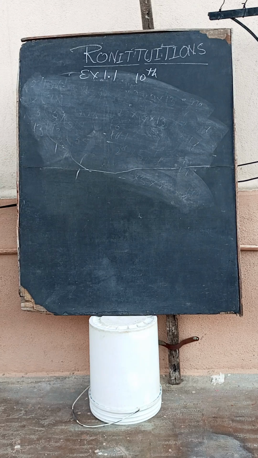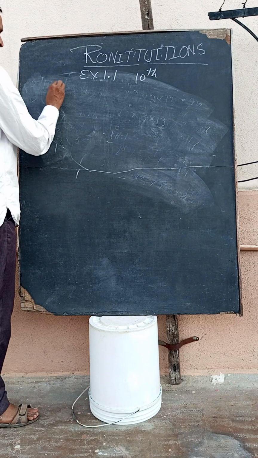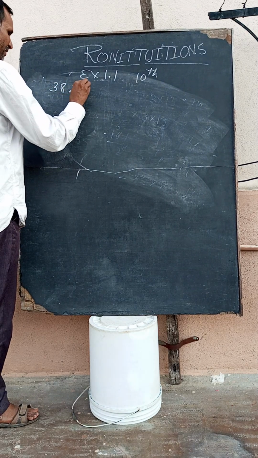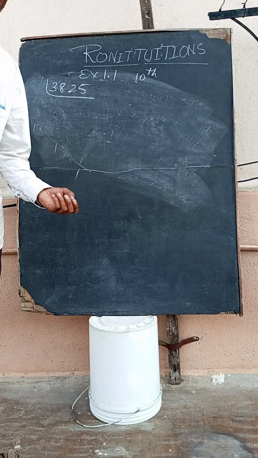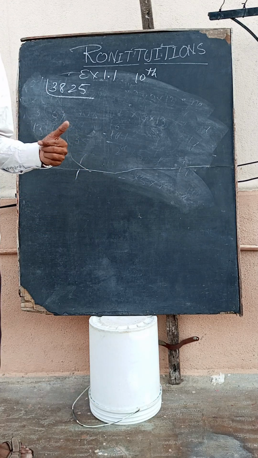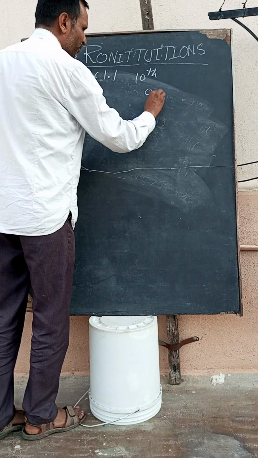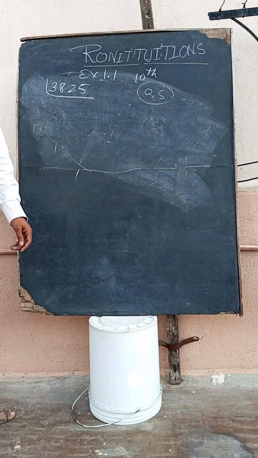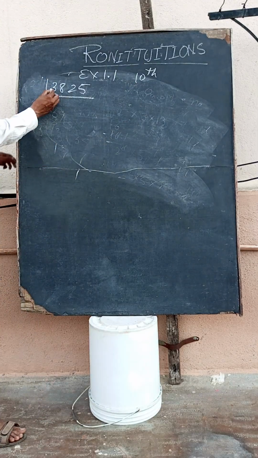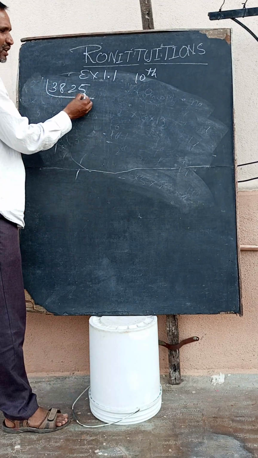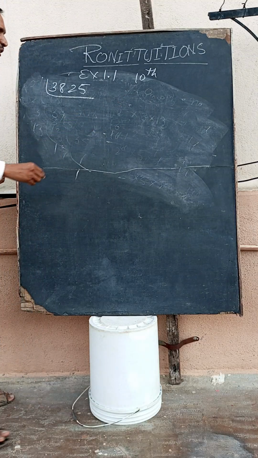First main, third question, it is given: 3825. So this number ends with 5. You know the numbers which end with 0 or 5 are surely divisible by 5. Here we can see that 3 plus 8 is 11, 11 plus 7 becomes 18. So this number can be divisible by 3 also.